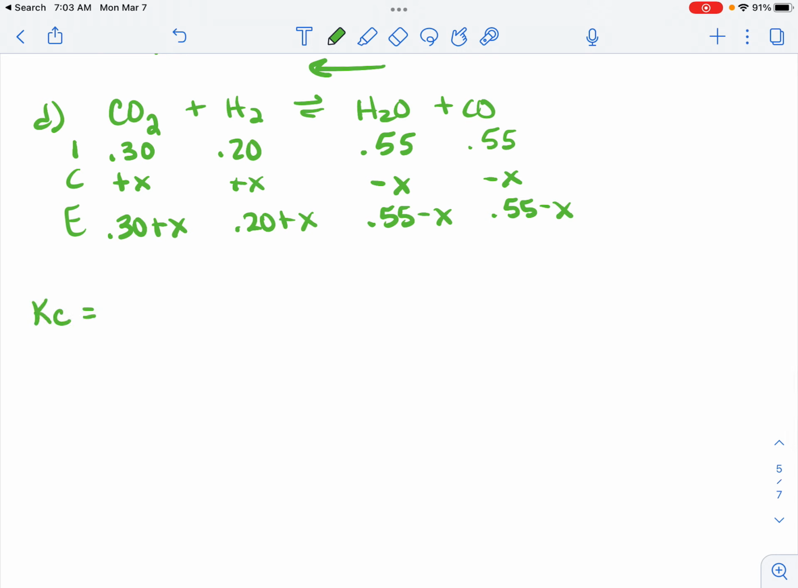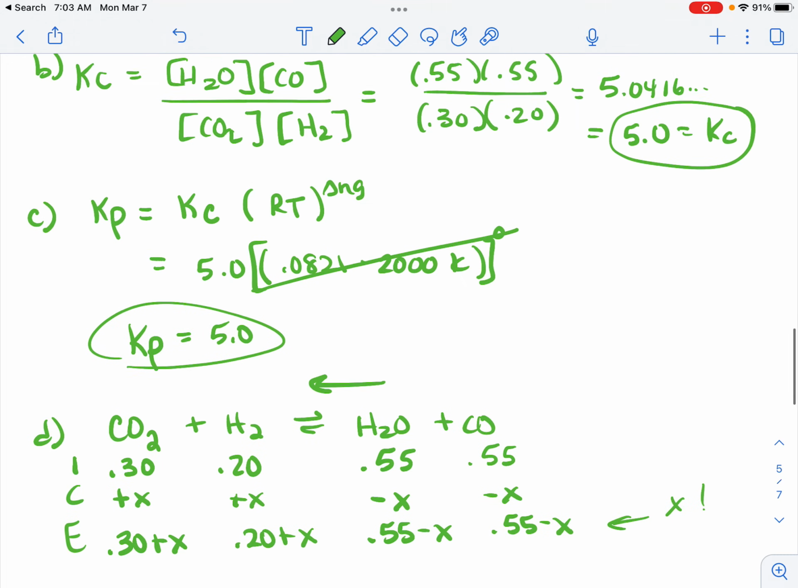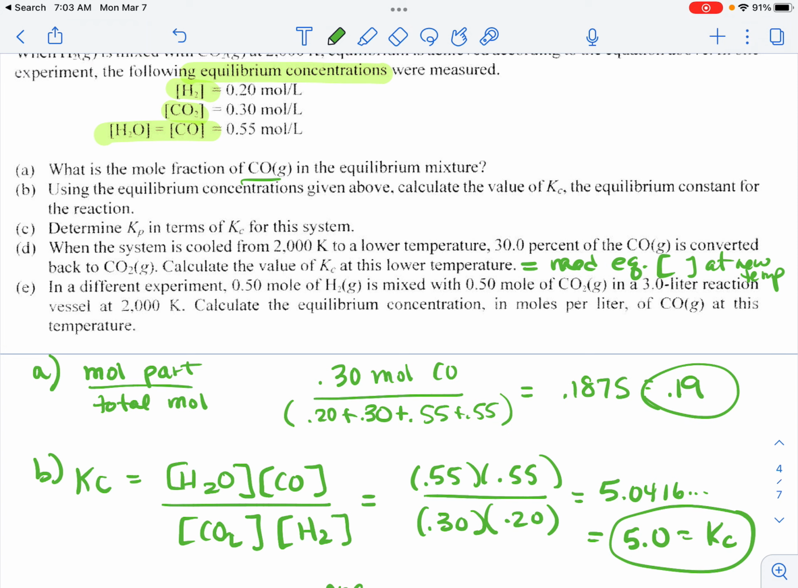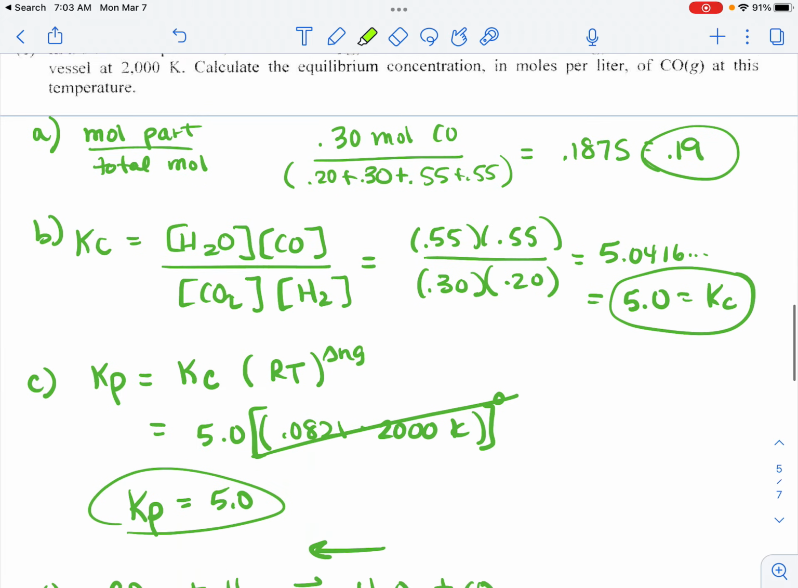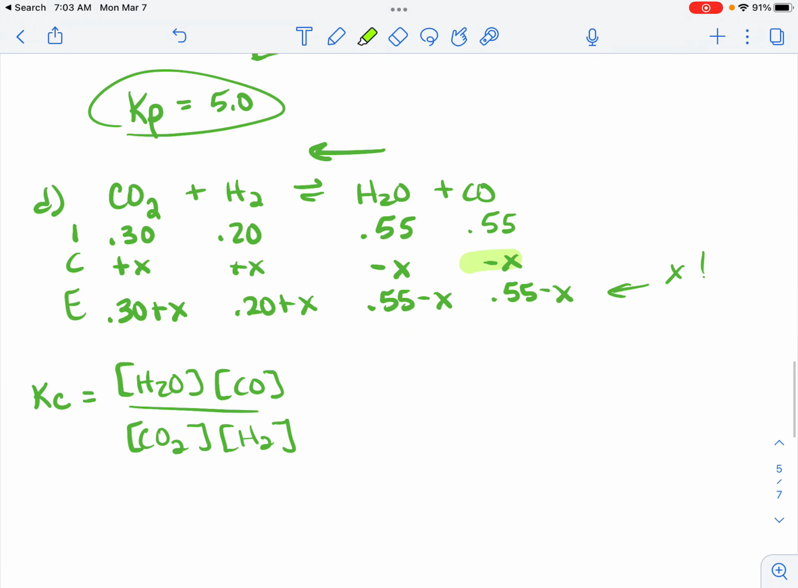So if I want Kc as water concentration times carbon monoxide concentration over carbon dioxide concentration times H2 concentration, that means I need to know those concentrations. And right now I don't know them because there's an X in there. All right, so I need to go back and reread my question to figure out what they told me. And they said here, 30% is converted back. Okay, so that means that the converted back part, X, is equal to 30% of what I had. So 0.30 of 0.55, or 30% of what was there.